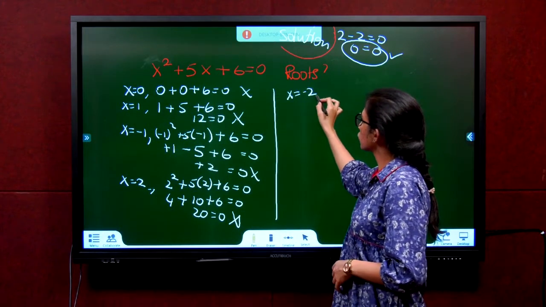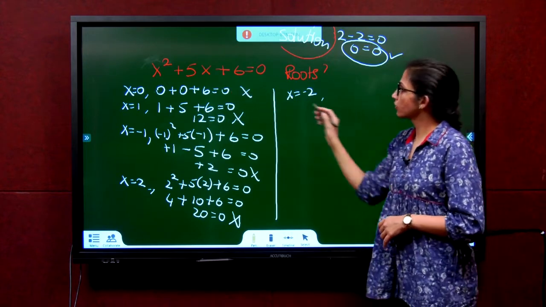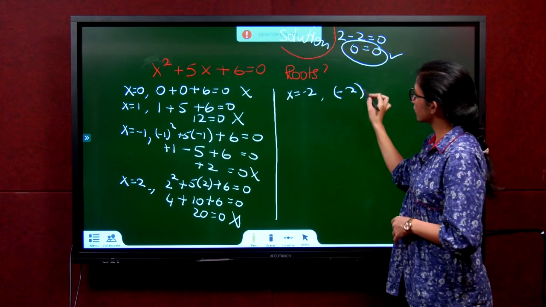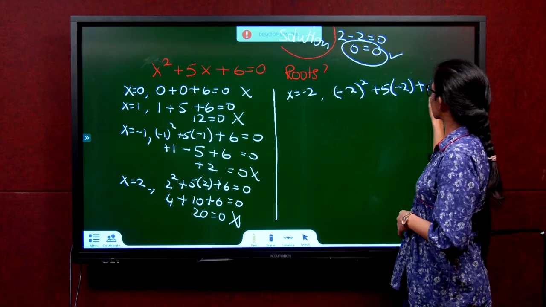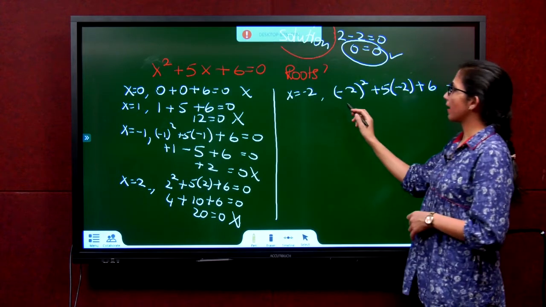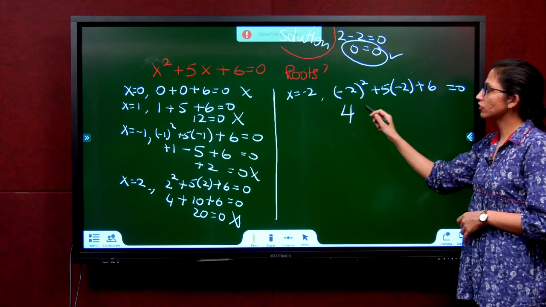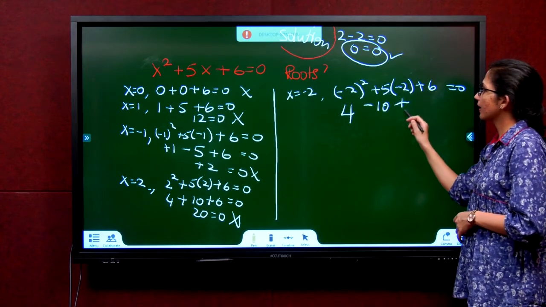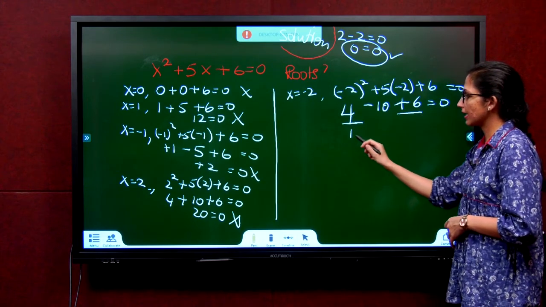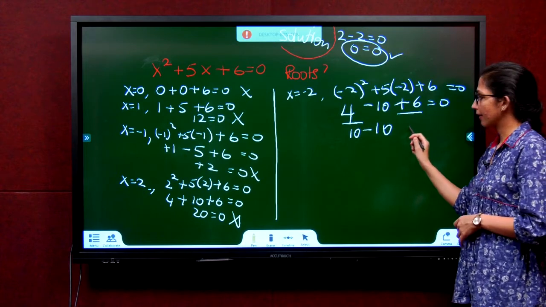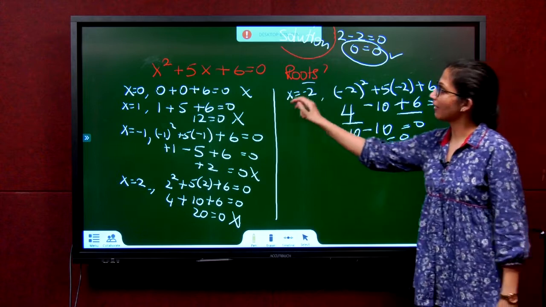X equals minus 2. If I take x is equal to minus 2, you take minus 2 the whole square plus 5 into minus 2 plus 6 is 0. Minus 2 the whole square, 4. 5 into minus 2, minus 10, plus 6, 0. 6 plus 4, 10. Minus 10, 0. 0 is 0. Yes, possible.